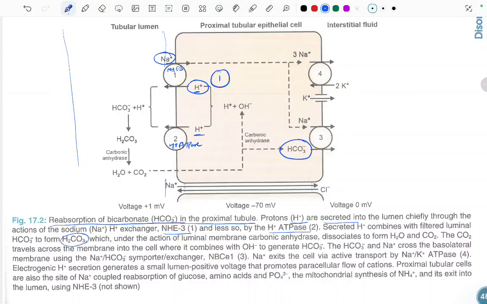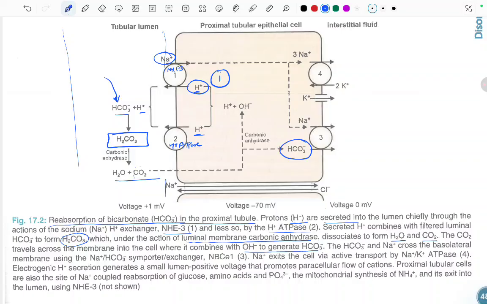Fine. The hydrogen which is secreted from the proximal tubule and the bicarbonate which is filtered from the lumen combine to form H2CO3, which under the action of the luminal membrane carbonic anhydrase dissociates to form H2O and CO2. Now this H2O and CO2 are formed. The CO2 travels across the membrane into the cell where it combines with OH minus to regenerate the bicarbonate. So, from the tubular lumen, the bicarbonate has come inside the cell.